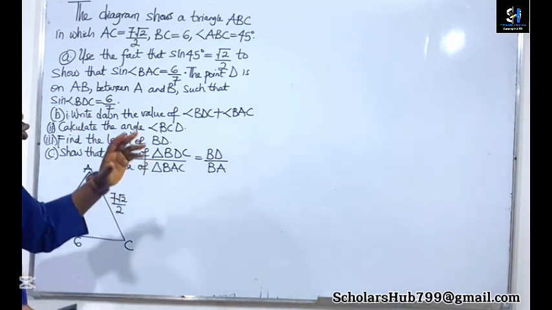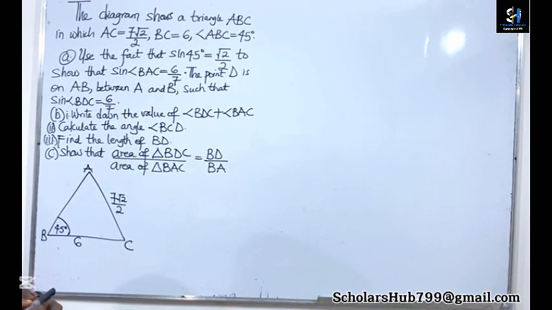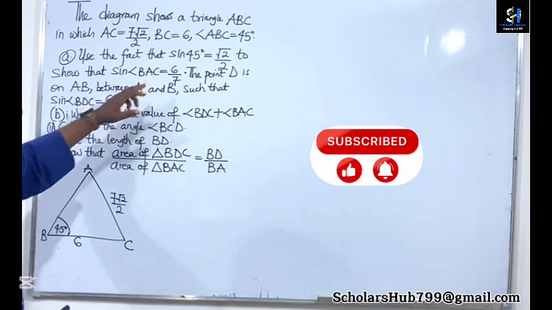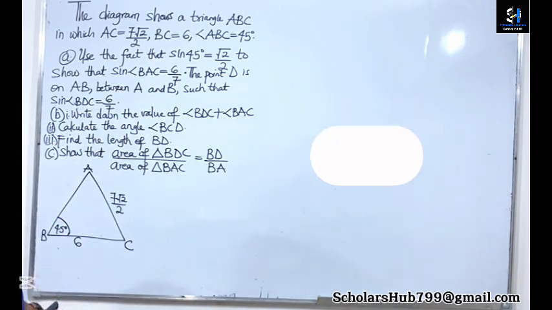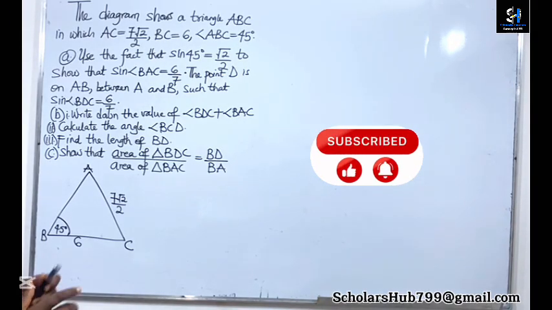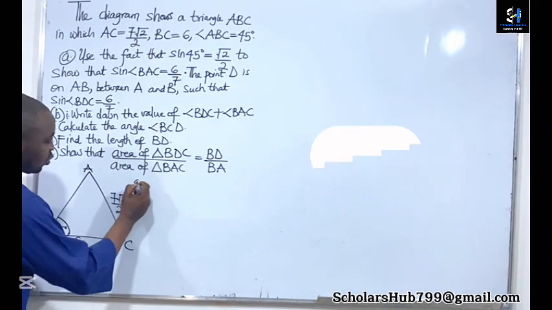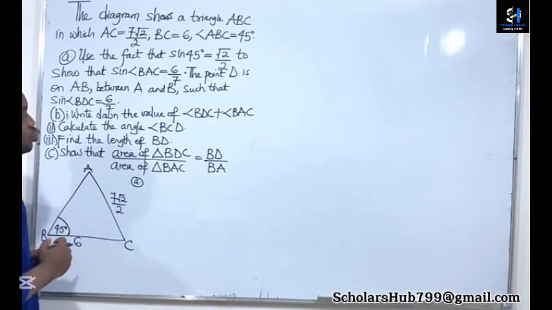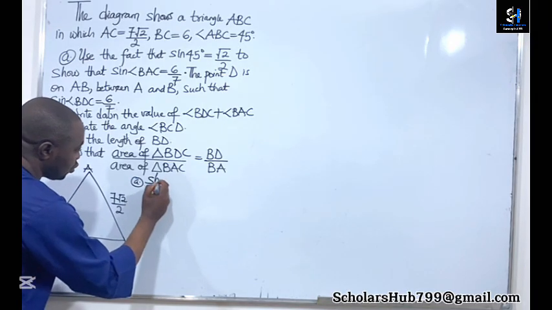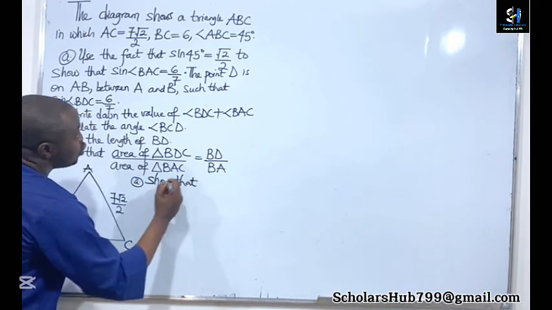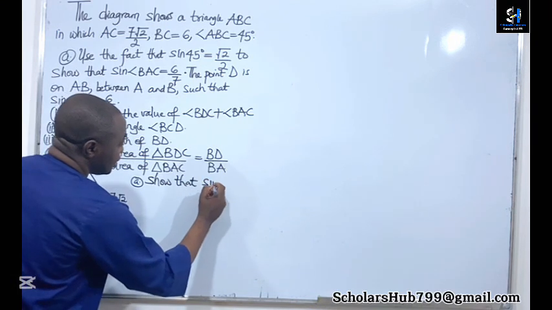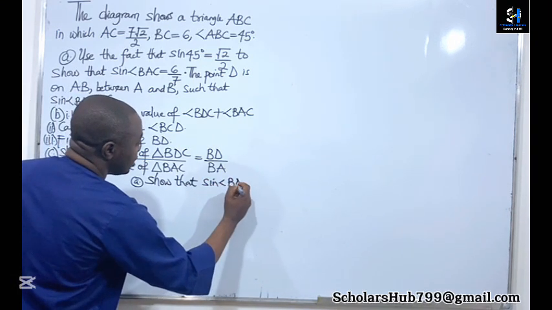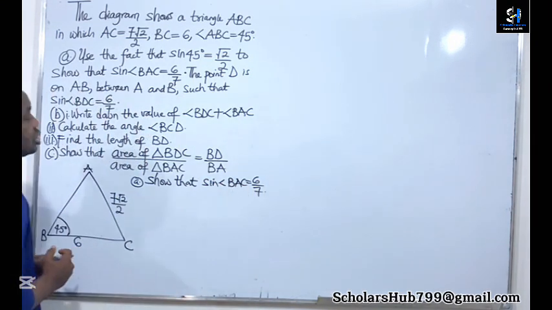Now, our first task is to use the fact that sine of 45 degrees equals root 2 over 2, which we all know from similar triangles, to show that sine of angle BAC equals 6 over 7. That is the first question. So our first task is to use the fact that sine 45 degrees equals root 2 over 2. We are asked to show that the sine of angle BAC is equal to 6 over 7.